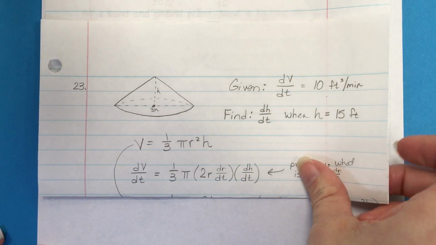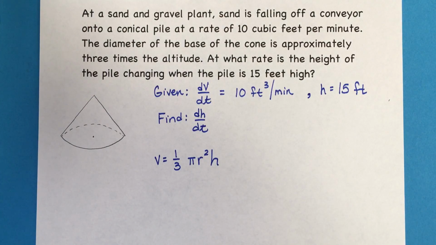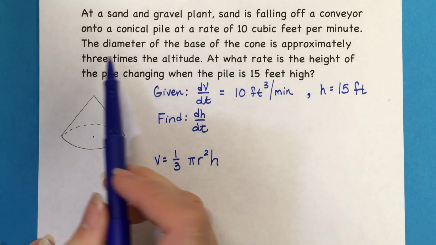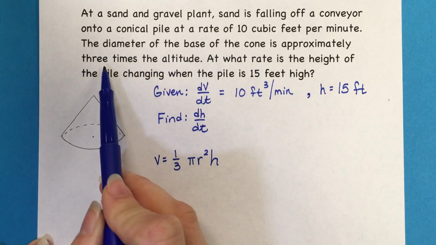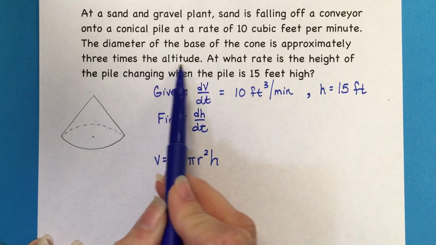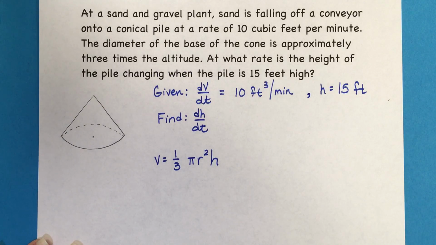So what we're going to have to do is rewrite our formula so it doesn't have r in it. There's no way for me to find the value of r, so I'm going to have to rewrite my formula. That's where the sentence that says the diameter of the base of the cone is approximately 3 times the altitude comes in. Of course, altitude is height.